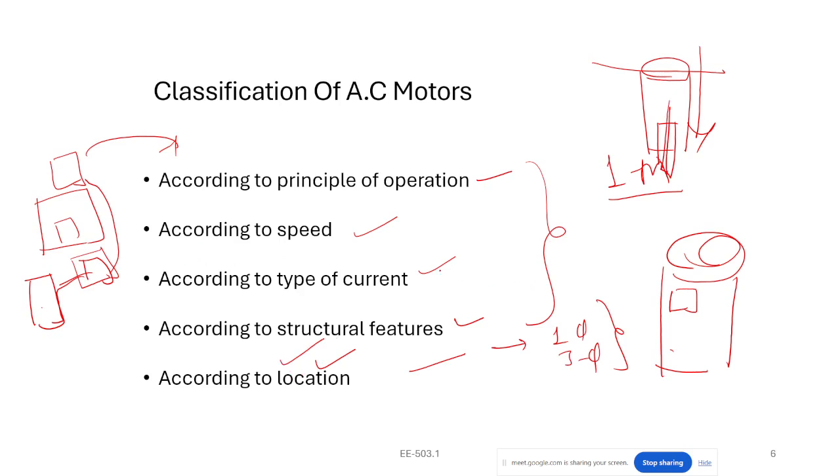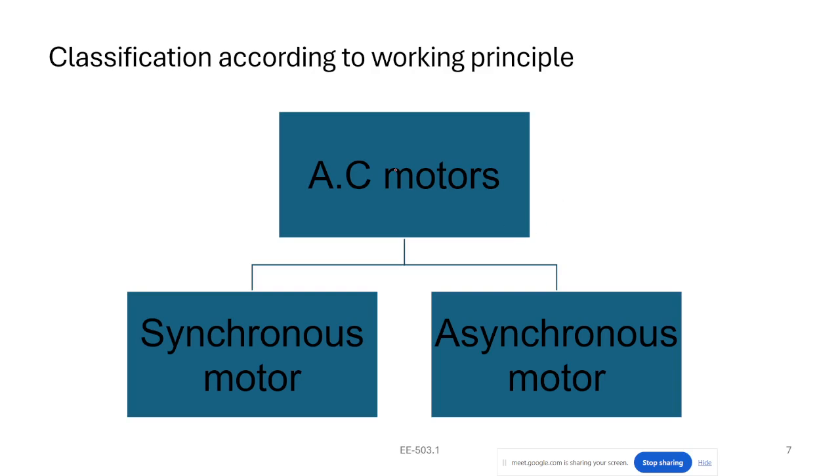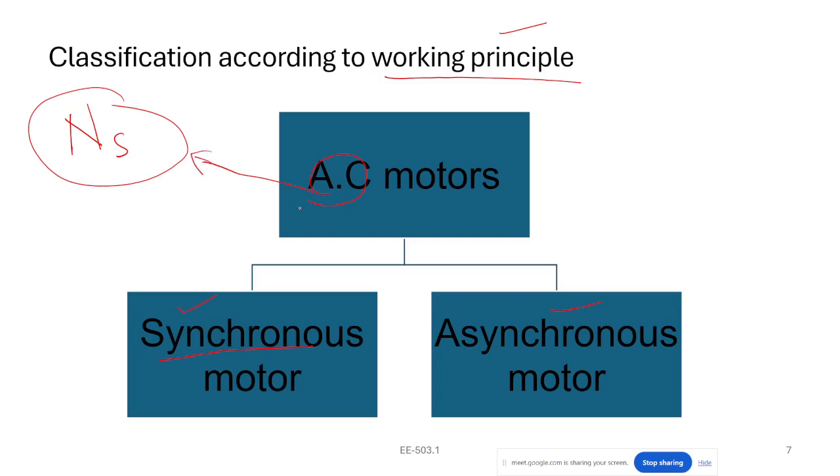Another we'll talk about here. First we'll talk about the working principle. Depending upon the speed, the motors by working principle are synchronous motors and asynchronous motors. First we'll talk about what is synchronous and what is asynchronous. Synchronous means the machines which rotate at the synchronous speed. The AC motors which rotate at the synchronous speed are called synchronous motors.